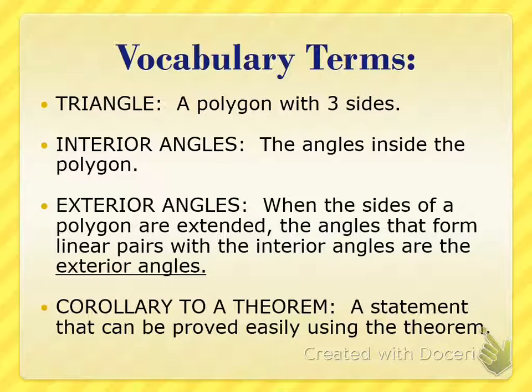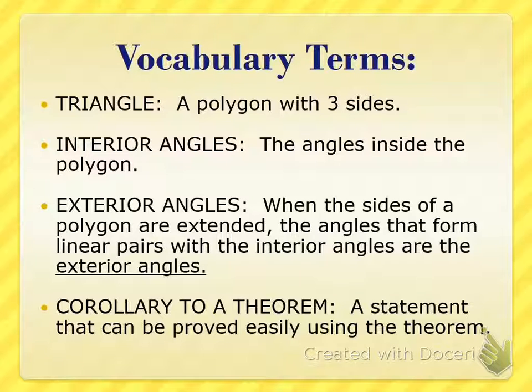A triangle is a polygon with 3 sides. I believe most of you already knew that. The interior angles are the angles inside. Interior angles are the angles inside of a triangle. Exterior angles, as it suggests, occur outside of a triangle, but it is more specific than that.